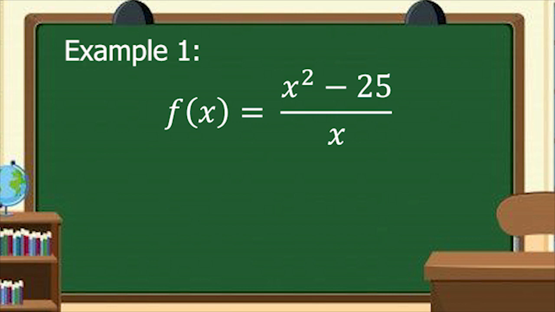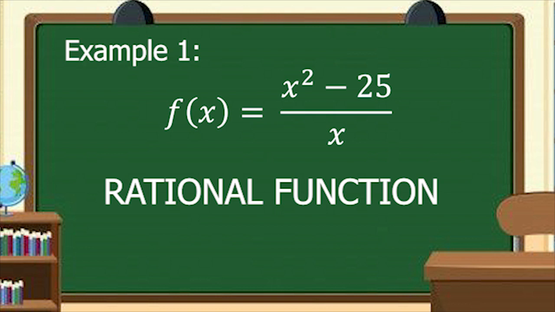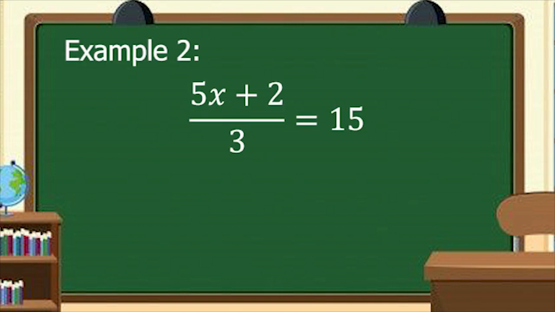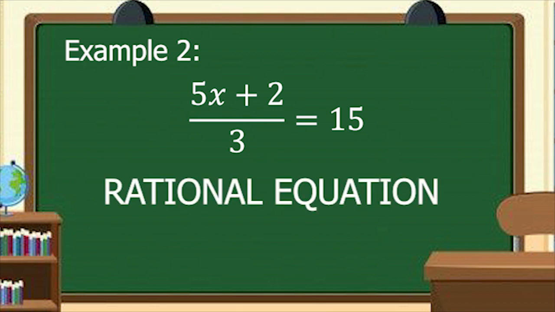That's correct. This is a rational function because it is a function in the form f of x equals p of x over q of x. How about example number 2? We have 5x plus 2 over 3 equals 15. Is it a rational function, rational equation, or rational inequality? You're right. This is a rational equation. As you can see, there's a rational expression and an equal sign.